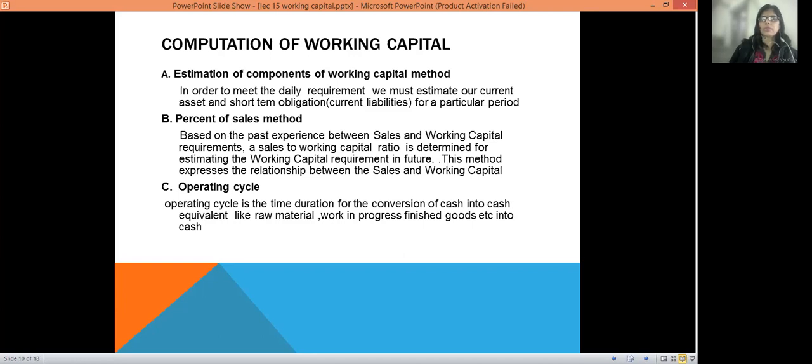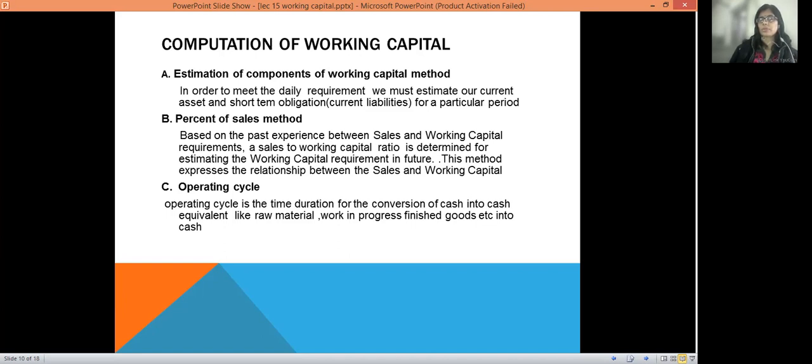Next is how we are going to compute the working capital. Actually, with the estimation of components of working capital method, in order to meet the daily requirements, we must estimate our current assets. If we want to analyze how much amount we need, we have to analyze the current assets, and short-term obligations also, that is, current liabilities for that particular period.